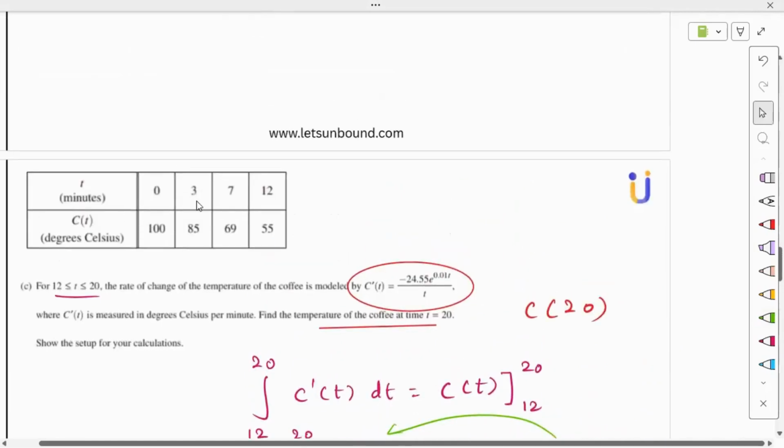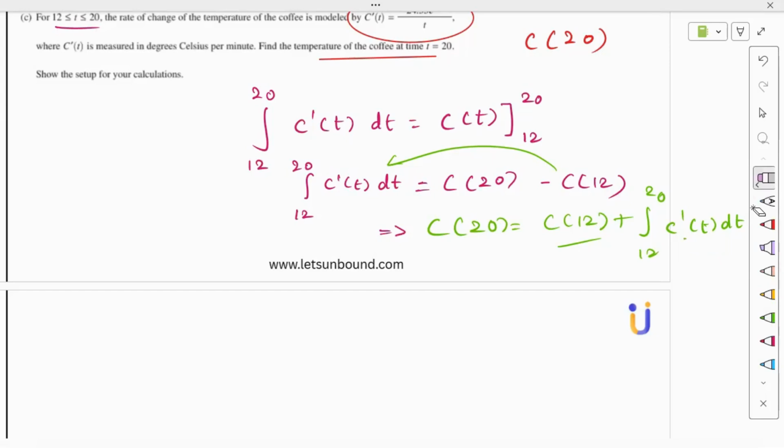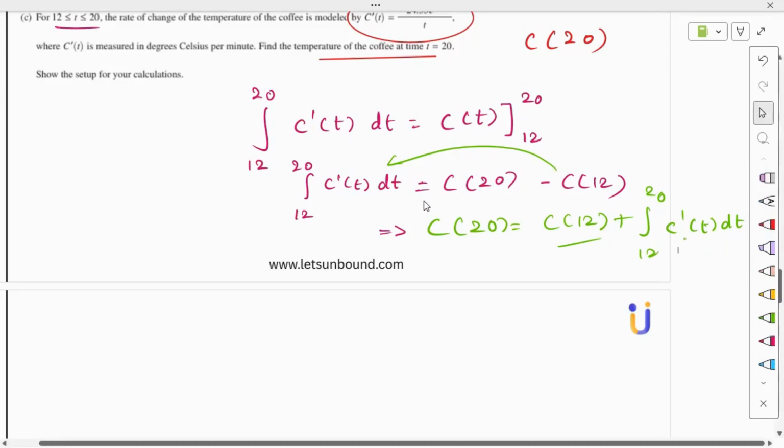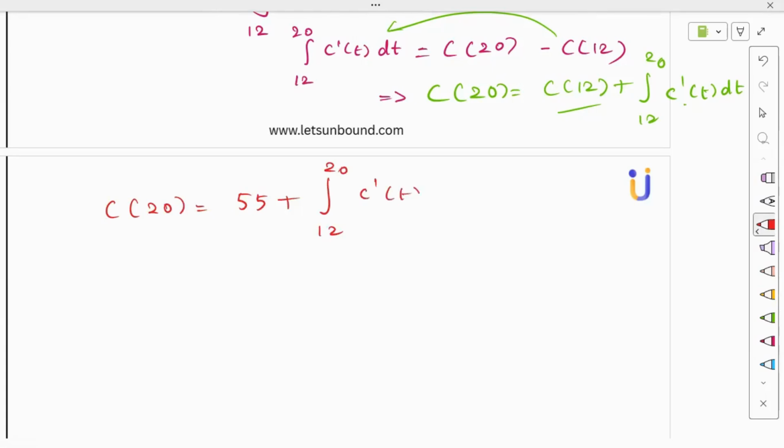C(12), I have it from the table of values, 55. This one, I know C'(t), and you can integrate it, this definite integral. So we're going to continue this here. C(20) equals, what is C(12)? 55, plus the integral from 12 to 20 of C'(t) dt. This I'm going to do with Desmos. Let me share the Desmos screen with you.